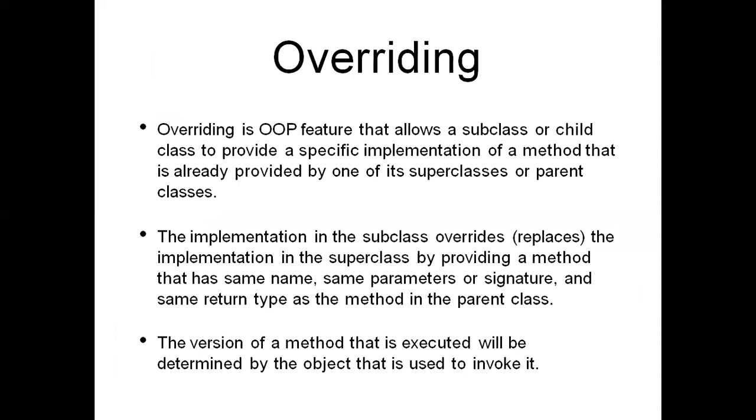Right? All right. Then inheritance has one of the very beautiful features known as overriding. Overriding is an object-oriented feature that allows a subclass or child class to provide a specific implementation of a method that is already provided by one of its superclasses or parent classes. The implementation in the subclass overrides or replaces the implementation in the superclass by providing a method with the same name, same parameters, and same return type as the method in the parent class. The version of a method that is executed will be determined by the object that is used to invoke it.